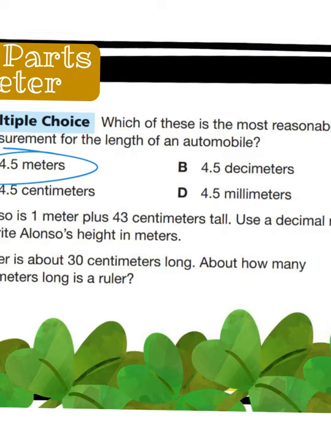B. Alonzo is 1 meter plus 43 centimeters tall. Use a decimal number to write Alonzo's height in meters, just like what we did. 1.43. Very good. And then a ruler is about 30 centimeters long. About how many decimeters long would a ruler be? 3. And what did you do to get that? You divided. Why did we only divide by 10 and not like by 100 or 1,000 or something? Because that would have been bigger than what you would study. Yeah, and when we're going from a centimeter to a decimeter, that's only one bump, right? If you remember. So yes, that would be 3 decimeters.